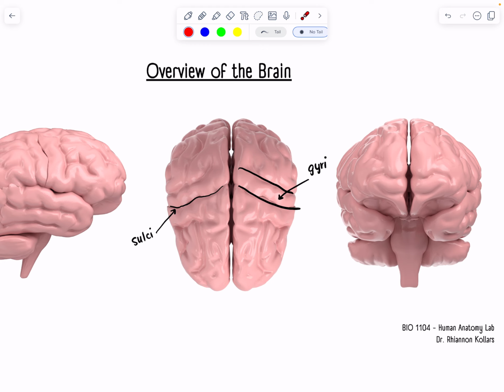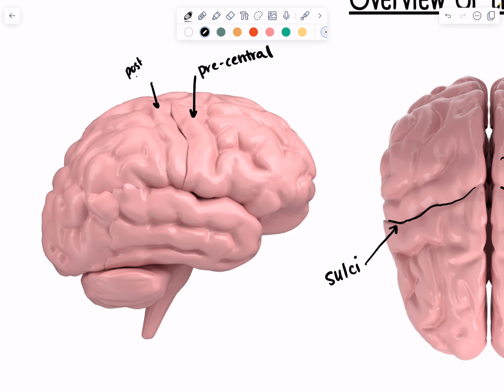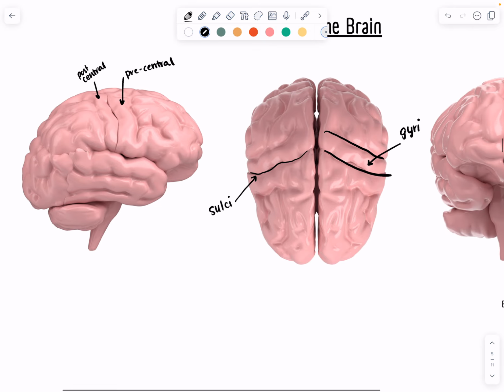Those are the only sulcus and the only 2 gyri that I require you to know for lab. We have our pre-central gyrus, our post-central gyrus, and our central sulcus. You can see that central sulcus right here as well. And again, we have our pre-central gyrus here and our post-central here. We'll talk a little bit more about those in a second.